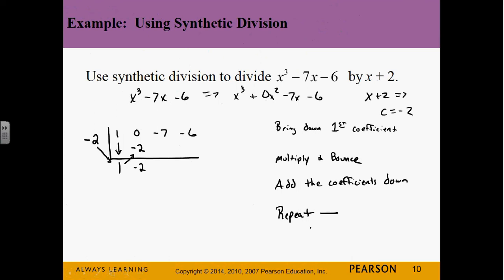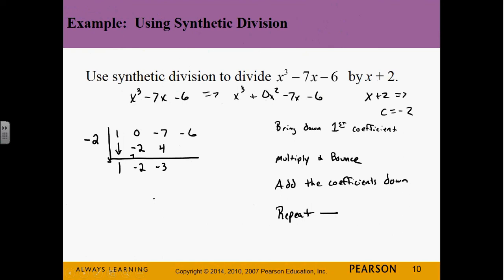So now I'm going to repeat that. I'm going to multiply and bounce. So I'm going to do negative 2 times negative 2, which is 4, and I'm going to bounce it up here. And then I'm going to add down. What's negative 7 plus 4? Negative 3.